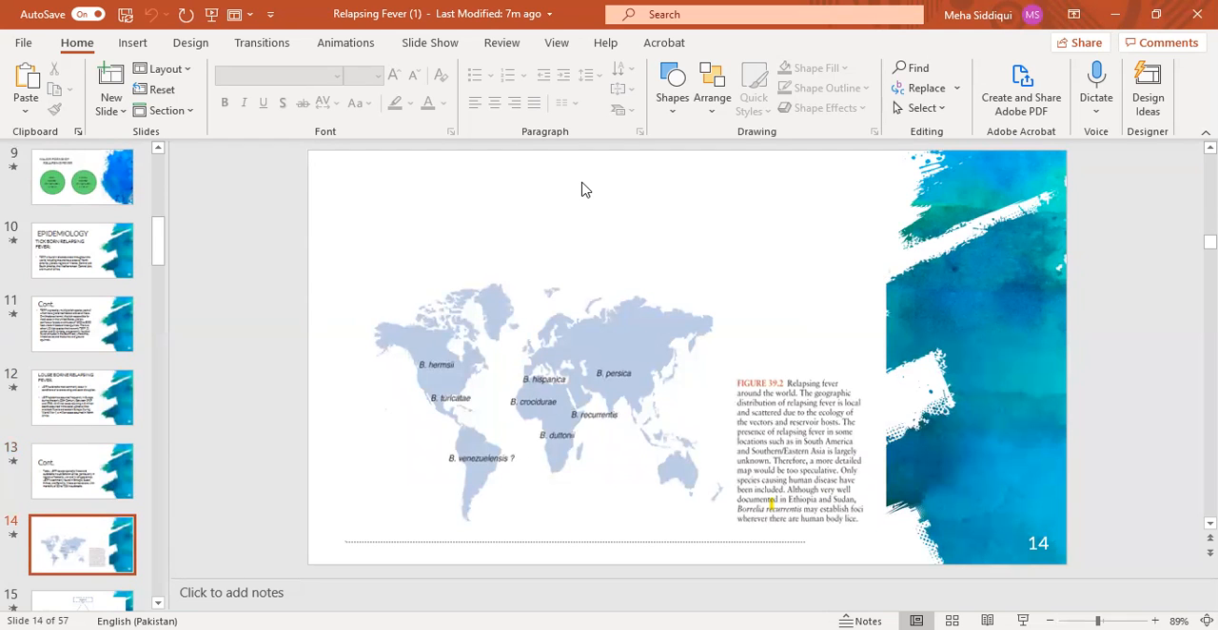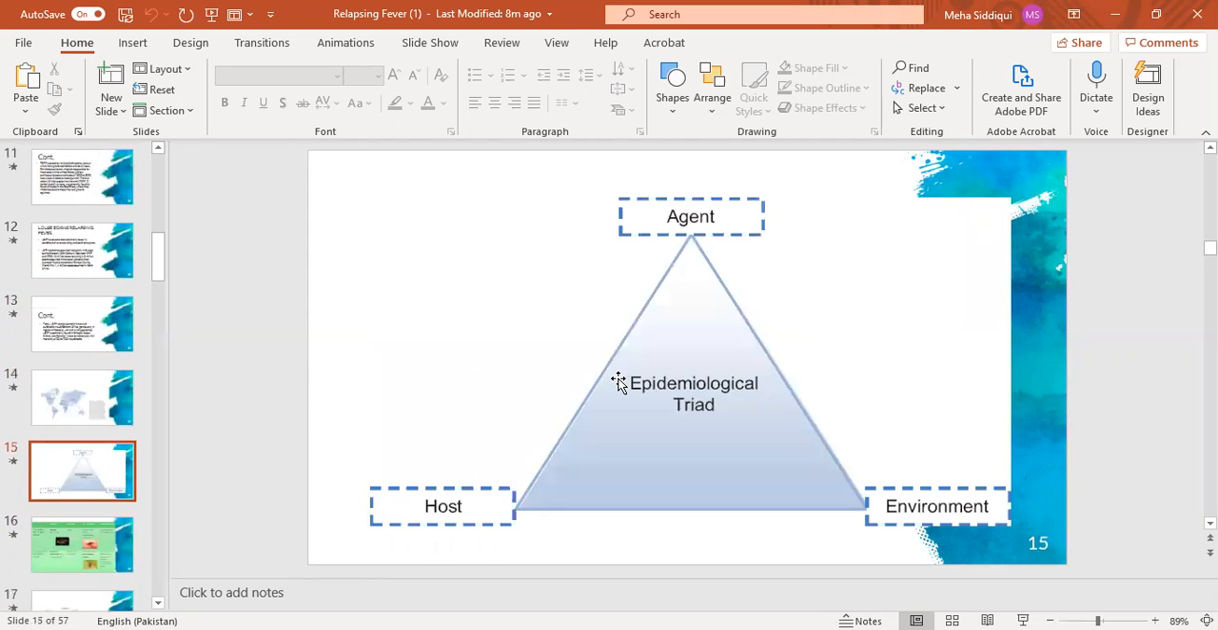This is a geographical representation. Here you can see that the hermsii, which is responsible for tick-borne relapsing fever, is causing this fever in North America, and the rest of the species of Borrelia that are responsible for tick-borne relapsing fever are found almost everywhere in Africa, Central Asia, and North America.